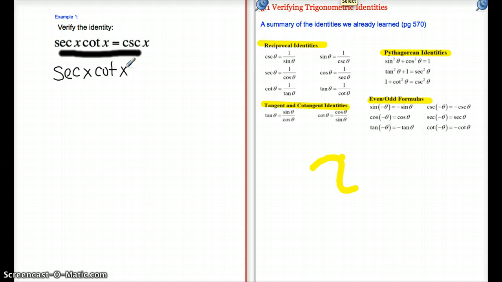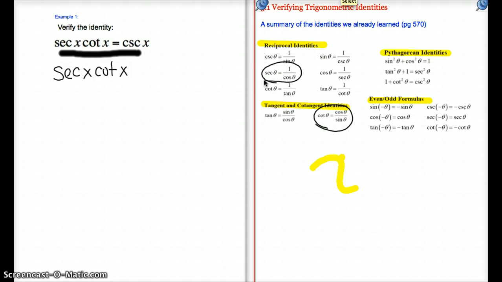Now, one of the number one strategies I have for you is to change most things to cosine and sine. We're faster with cosine and sine. We're better prepared to deal with them. We also know more about them. For instance, I see that cotangent is related to cosine and sine. I also know that secant is related to cosine.